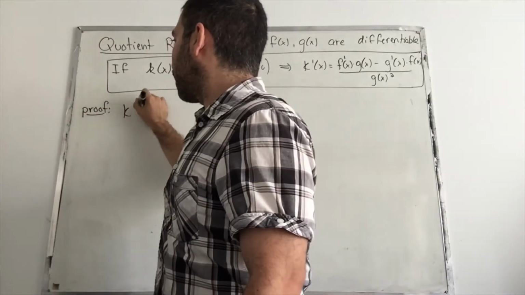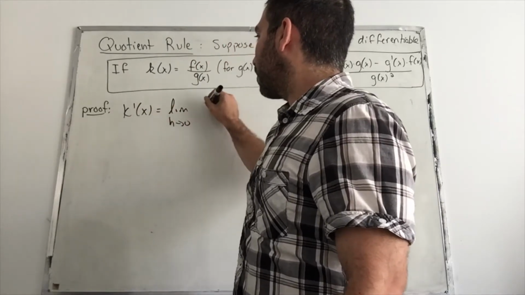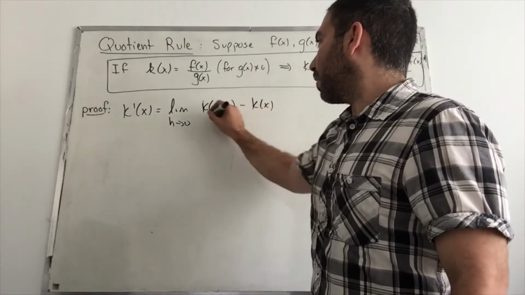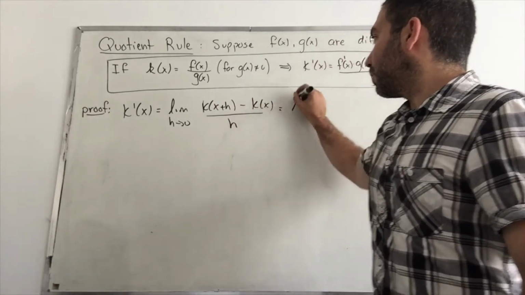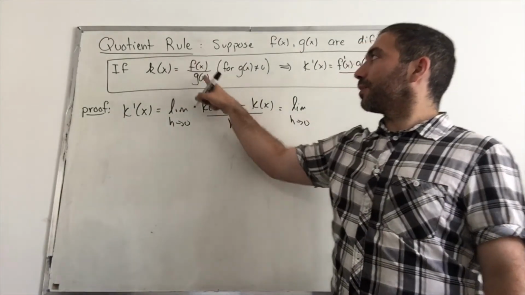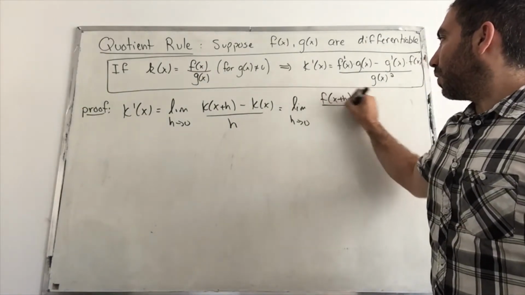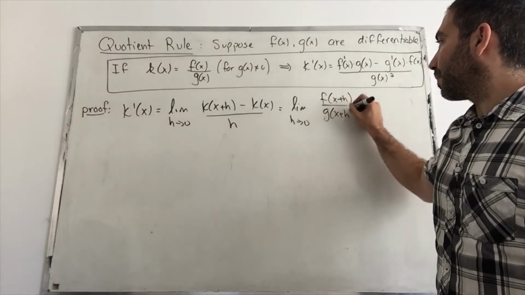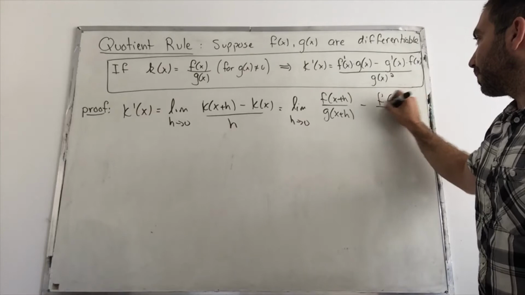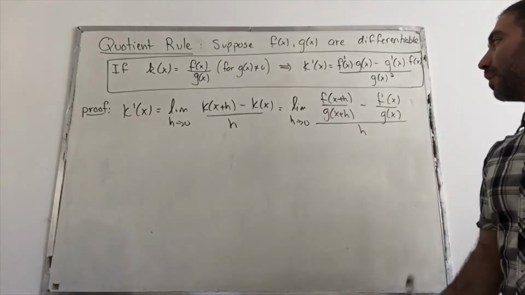we're going to start off by writing k prime of x. Again, we always write our limit definition, limit as h tends to 0 of k of x plus h minus k of x, all that divided by h. So the limit as h tends to 0, k of x plus h is f of x plus h over g of x plus h, minus, and k of x is just f of x over g of x, all that over h.